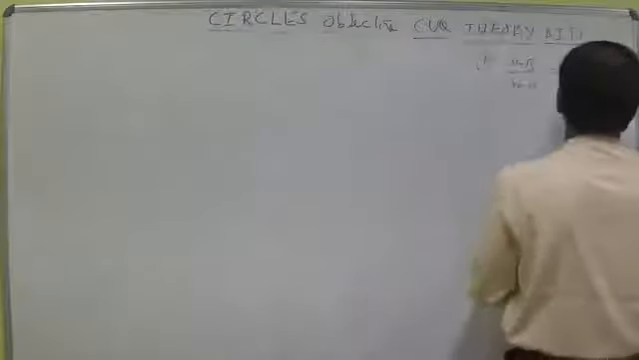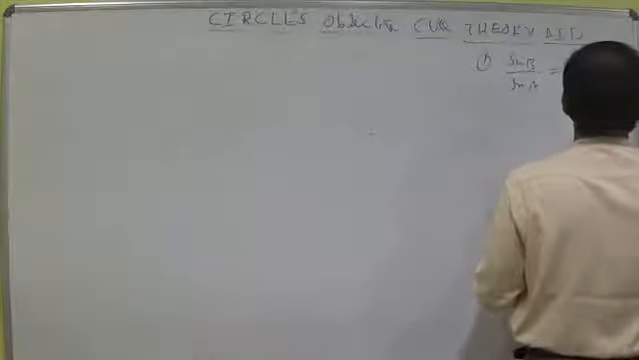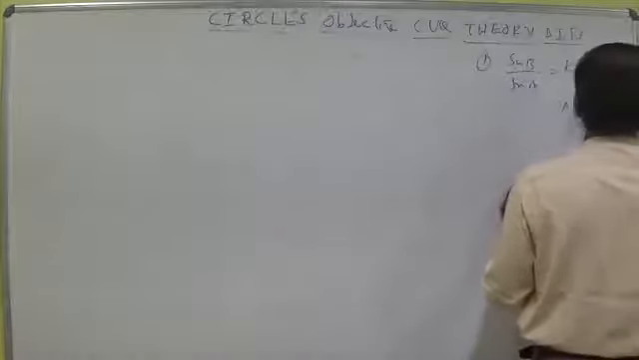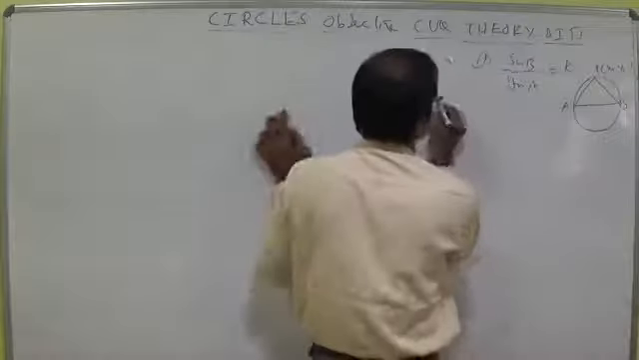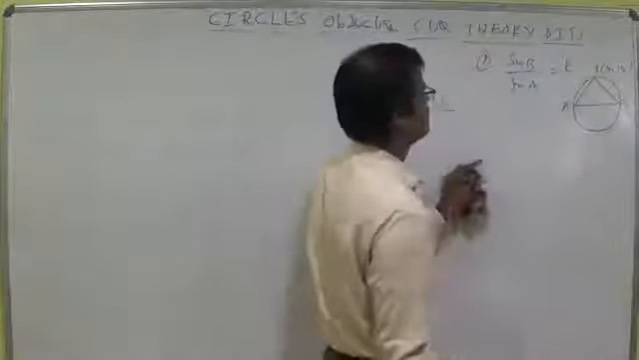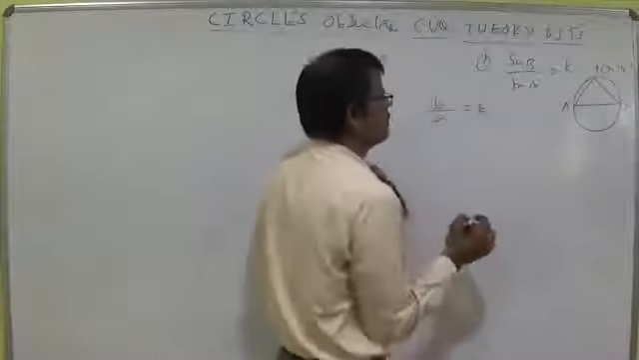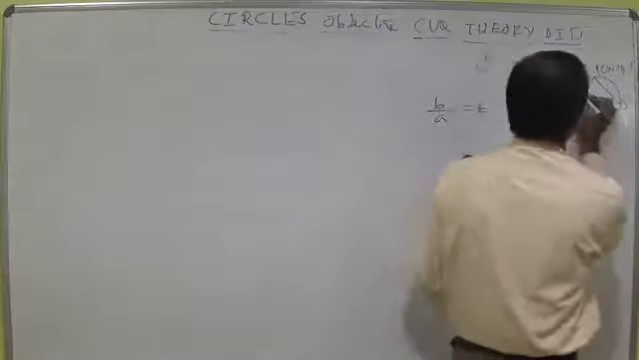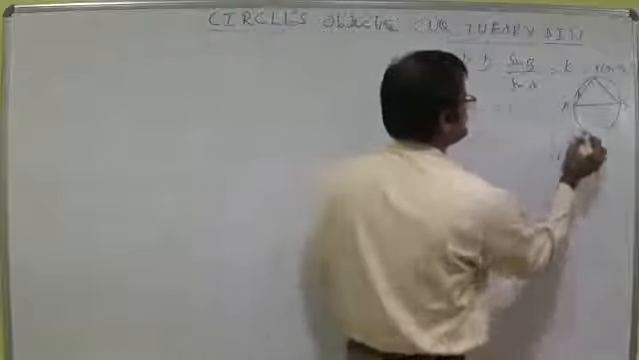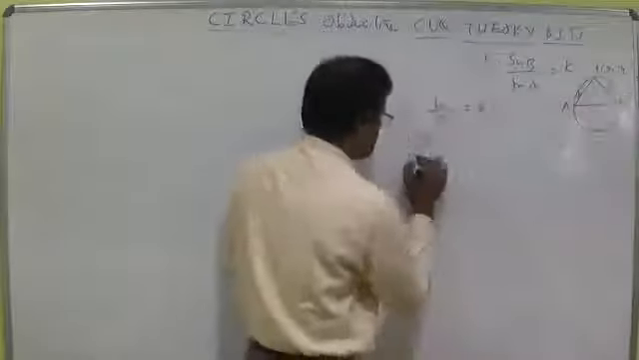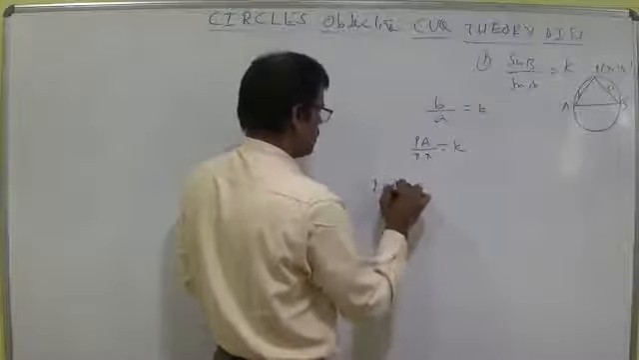Put here A and B. Put here P. So this is asking about sin B by sin A. You can say here sin B by sin A means (b by 2R) by (a by 2R). So b is equal to... b means opposite of B, so PA. And what is a? Opposite of A, PB. So PA by PB is equal to K.